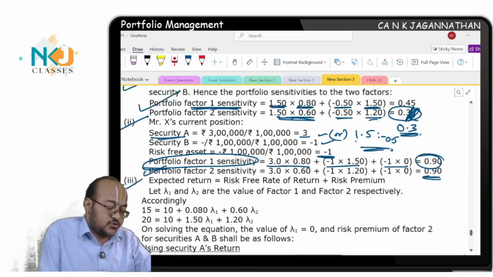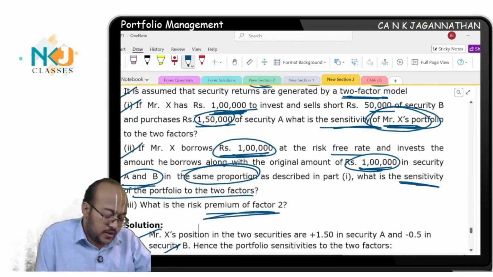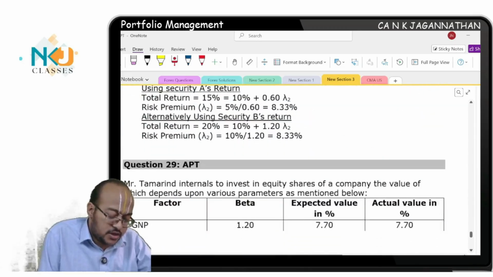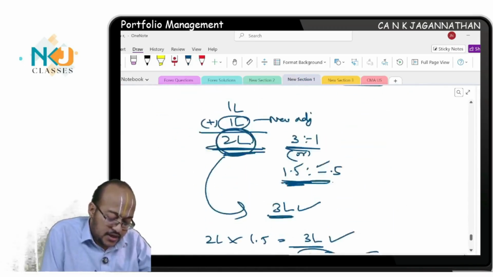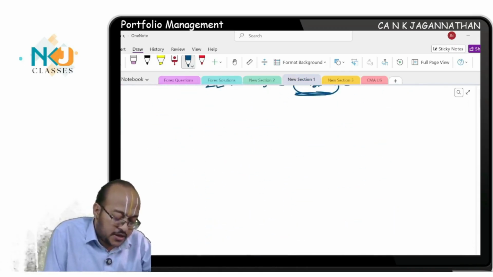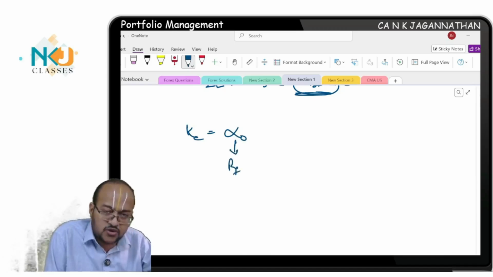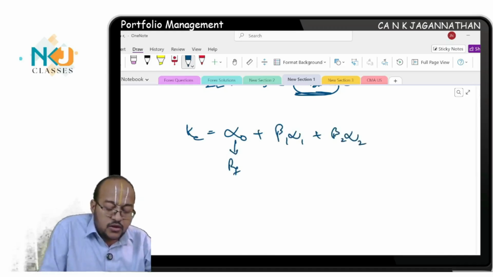Now the last part of the solution, what they are asking: what is the risk premium for factor 2? Like this they are asking. Now, what do you mean by risk premium? Very simple. The question, I'll show you here. See, APT, what they are asking, KE as per APT. How to find KE as per APT? Very simple. KE is equal to lambda 0, which is nothing but the risk-free rate of return, plus beta 1 lambda 1 plus beta 2 lambda 2. Like this it will be.